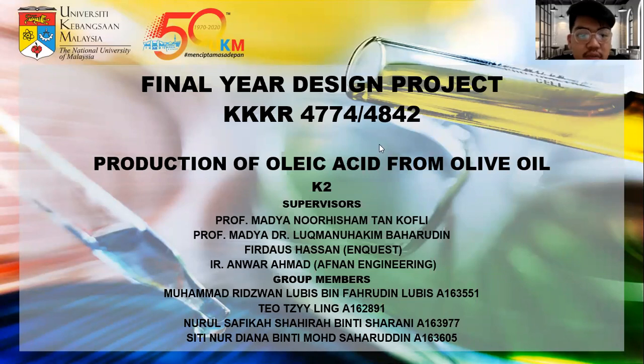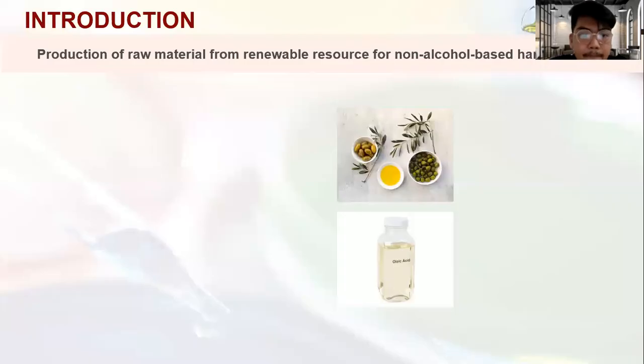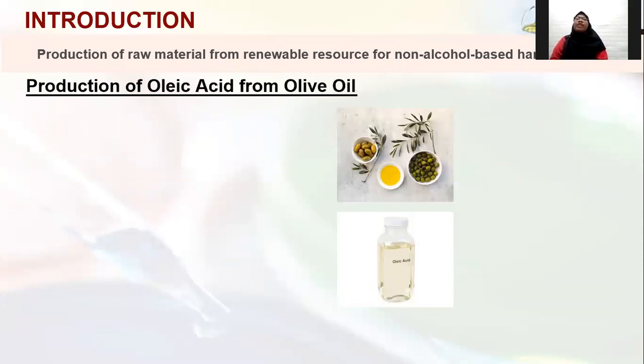So our title for our project is Production of Oleic Acid from Olive Oil. For the introduction, the theme for the final year design project this year is production of raw material from renewable resource for non-alcohol based hand sanitizer. Therefore, we have chosen the title production of oleic acid from olive oil.